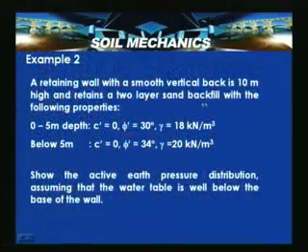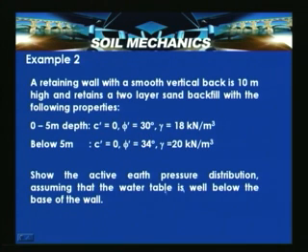The second example: a retaining wall with a smooth vertical back, 10 meters high, retains a 2-layer sand backfill with the following properties. From 0 to 5 meters, C dash is equal to 0, phi dash is equal to 30, gamma is 18 kN/m cube. Below 5 meters, the wall is 10 meters in total, and below 5 meters C dash is equal to 0, phi dash is equal to 34, and gamma is equal to 20 kN/m cube. So 2 soils are there now.